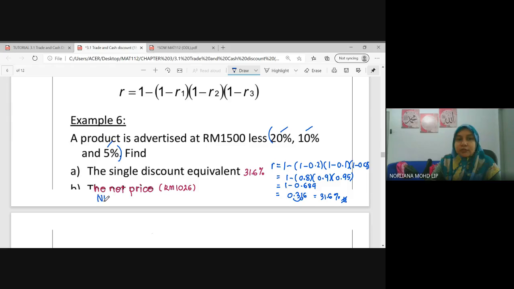So the net price equal to the list price 1,500 times 1 minus this percentage, 0.316. We get RM1026.